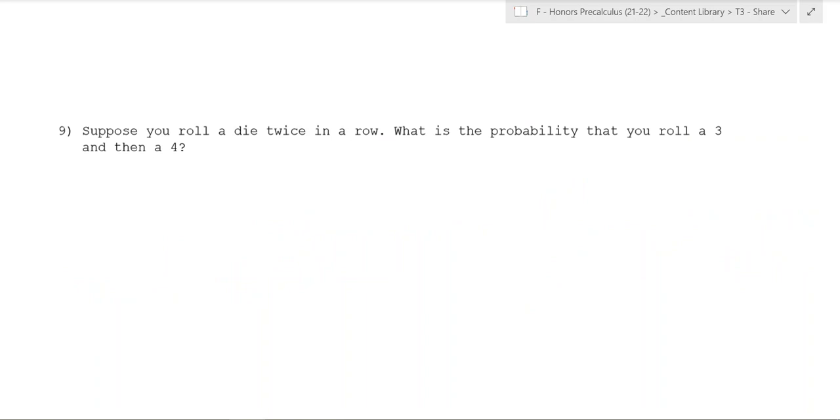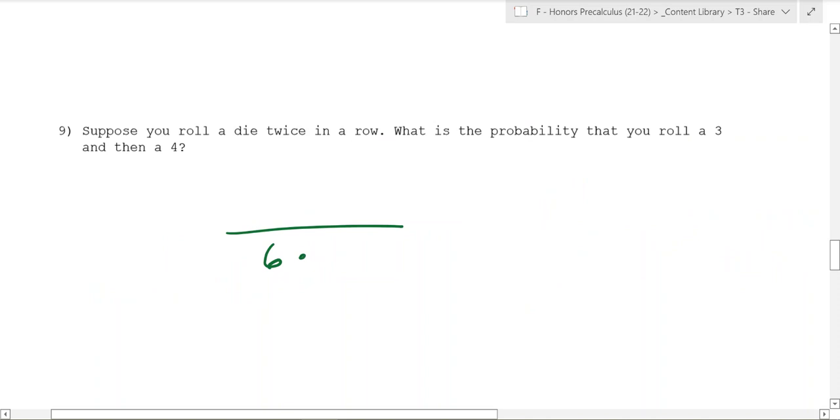Suppose you roll a die twice in a row. What is the probability that you roll a 3 and then a 4? Well, how many different ways can you roll a die twice? There are 6 ways the first time and 6 ways the second time. And how many ways are there to roll a 3 then a 4? Only one. So this is 1 out of 36, which is 2.78%. And that's how we like to write our probabilities.